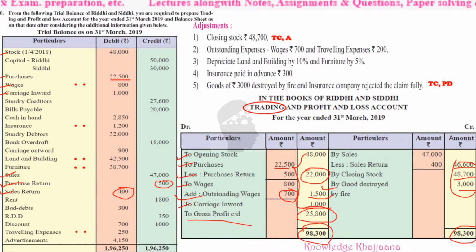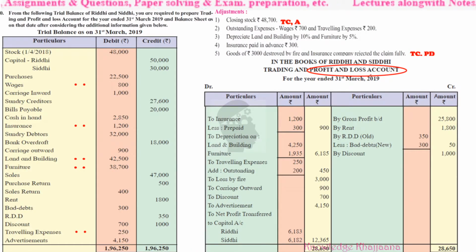Now let's move to the profit and loss account. In the books of Riddhi and Siddhi, profit and loss account for the year ended 31st March 2019. See, gross profit was rupees 25,800. We have brought it down by gross profit brought down rupees 25,800. Now we'll move to the items related to the profit and loss account.